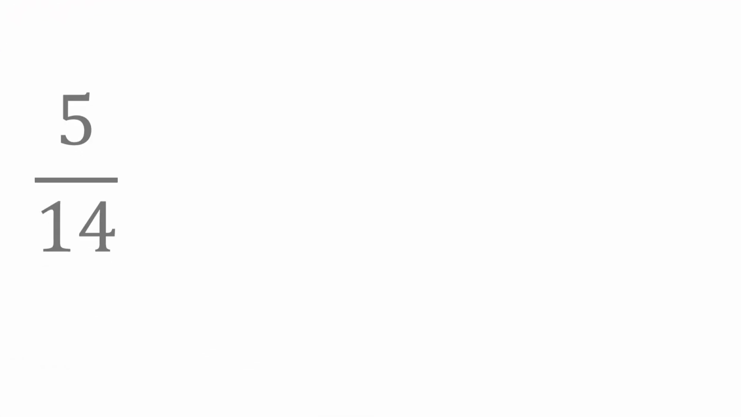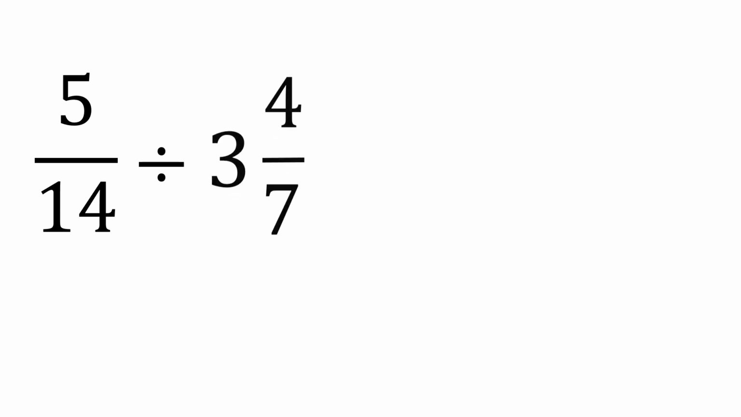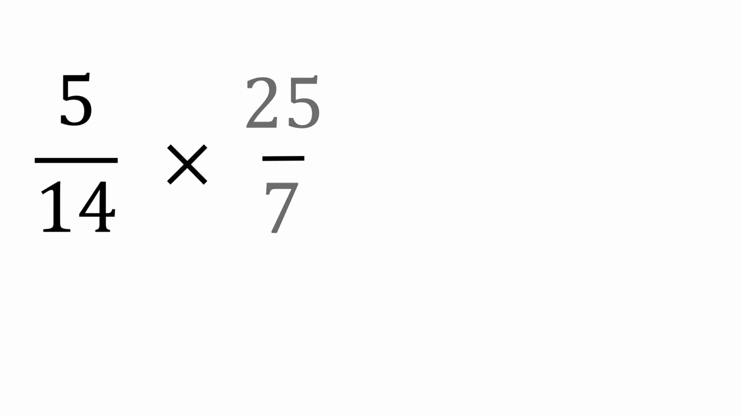How about this? 5/14 divided by 3 and 4/7. For multiplication or division of fractions, we always change mixed numbers into improper fractions before we solve it. So let's change this. 7 times 3 is 21, plus 4, that's 25. So now it's improper fraction. And then let's continue. We keep, change, and invert. Then continue with cross cancellation.